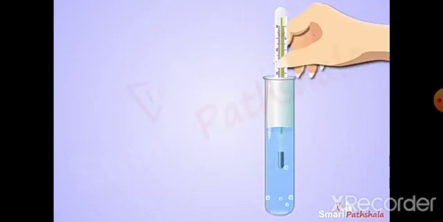Wash the thermometer with an antiseptic solution. Hold it firmly and give it a few jerks. The jerks will bring the level of mercury down. Ensure that the level of mercury falls below 35 degrees Celsius.